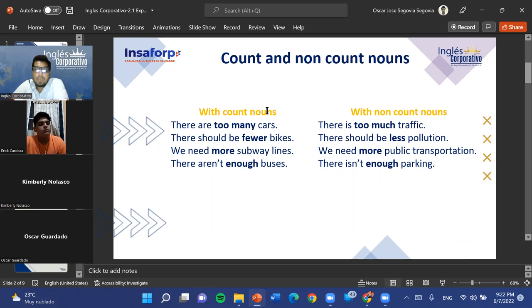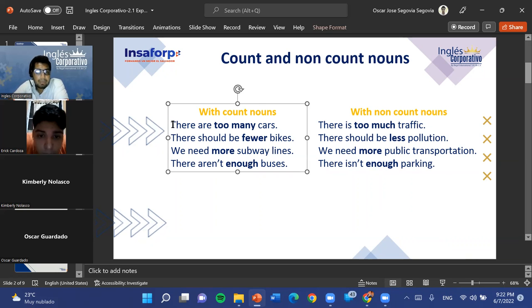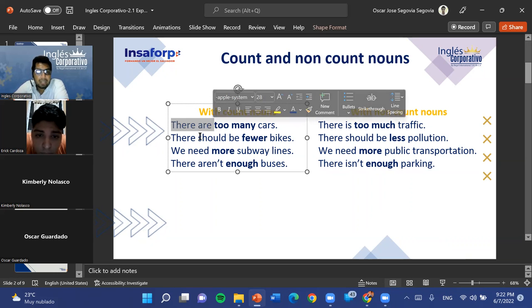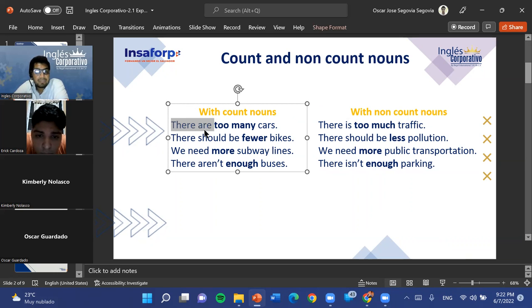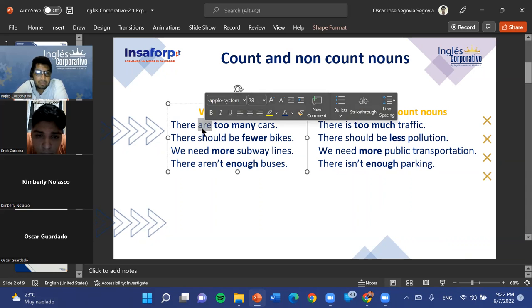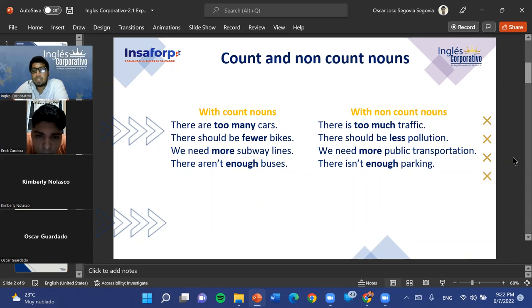Okay, so with countable nouns, one thing that makes it clear that it's a countable noun situation is the fact that we use are. Every time we use are, we are representing a plural. And whenever you have a plural, it means that you have at least two of a kind. So not only one, but two of a kind.